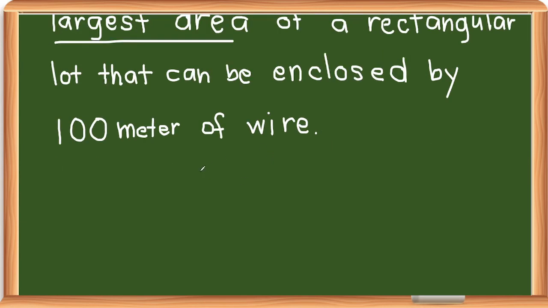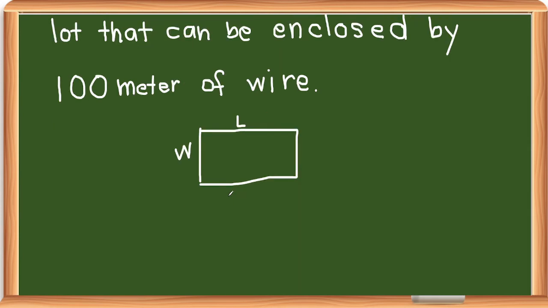Alam naman ninyo that sa rectangle, we have the length and the width. Okay, so yung perimeter niya is actually 2L plus 2W, no? And the area is length times W. Kung maalala pa ninyo sa geometry, na take up na ninyo yan.